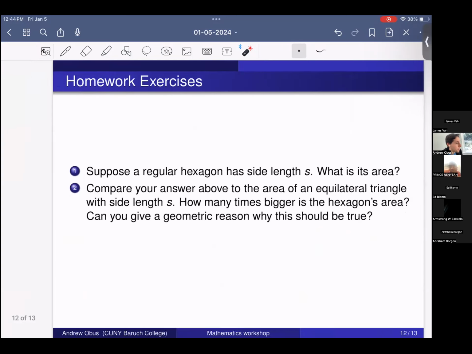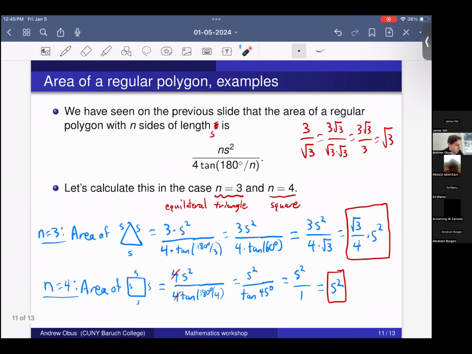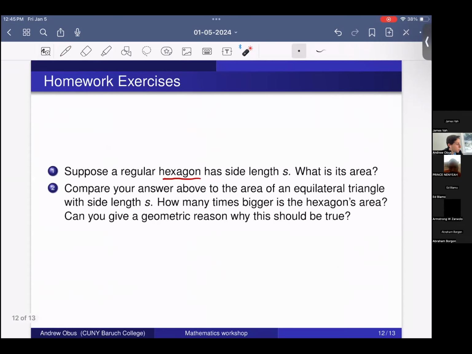And so maybe the homework will make this clearer. The homework problem is to calculate this for a hexagon. So the regular hexagon has side length s. What is its area? This problem is just asking you to plug in n equals 6 to the formula over here and see what you get, because it's a hexagon. So you're going to get an answer here.